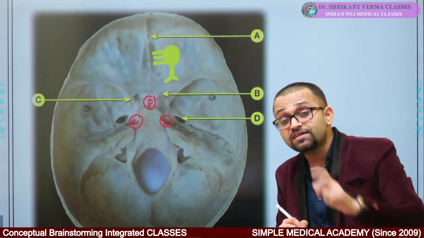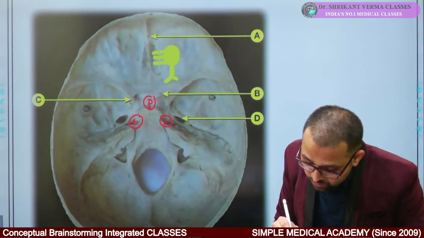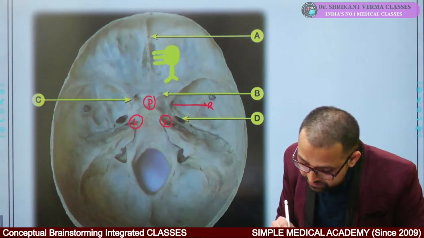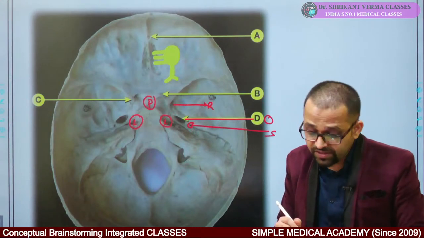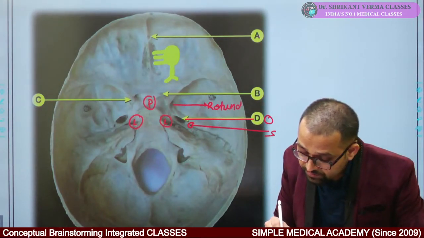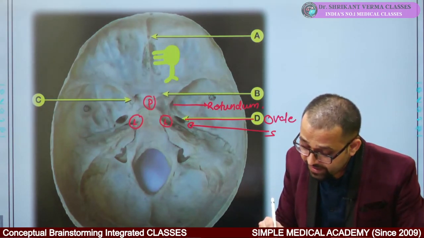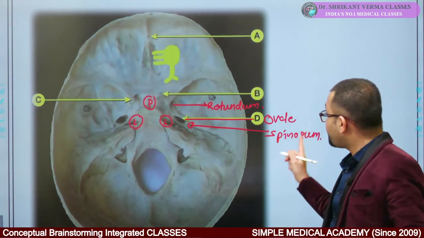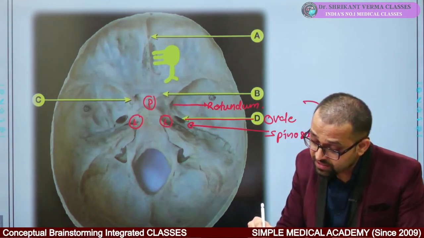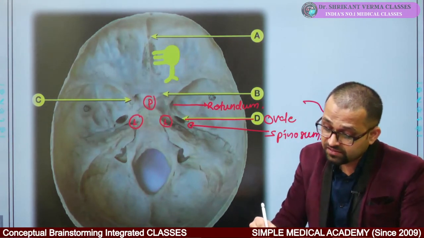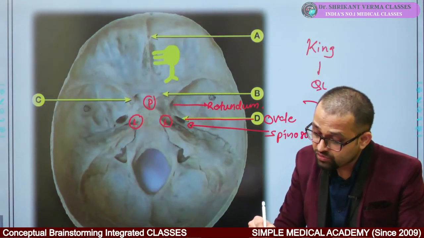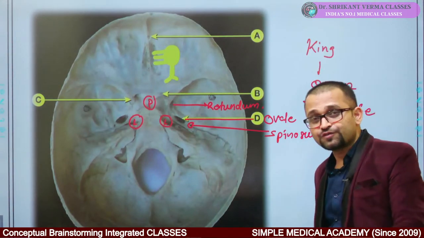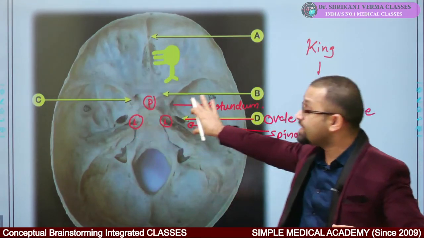Now, what was the king giving the queen? A rose flower. So you can remember R-O-S-E. So you can see R, this is our O, and this very small foramen is S. Rotundum foramen, here is the oval foramen, and this is our spinosum foramen, from where E, for emissary vein, can pass. So you can remember it as R O S E. Yes, a simple formula: king, queen, rose. The most complicated foramina in a very easy way.